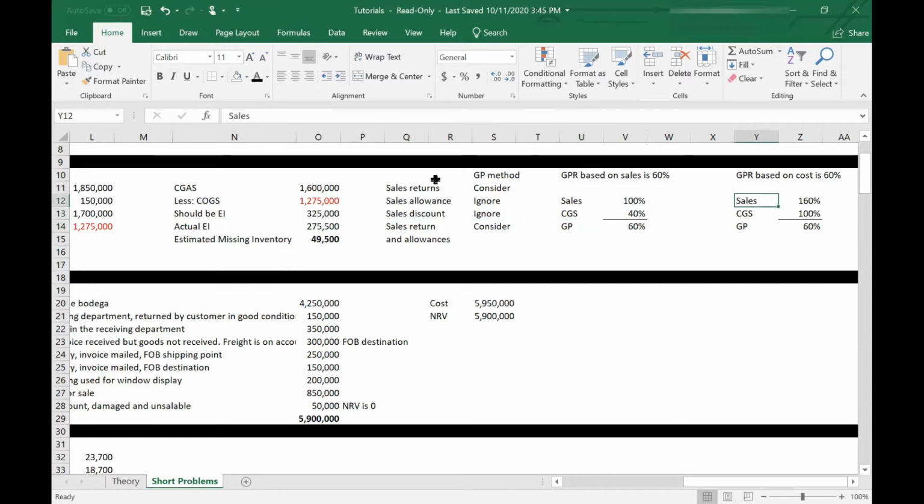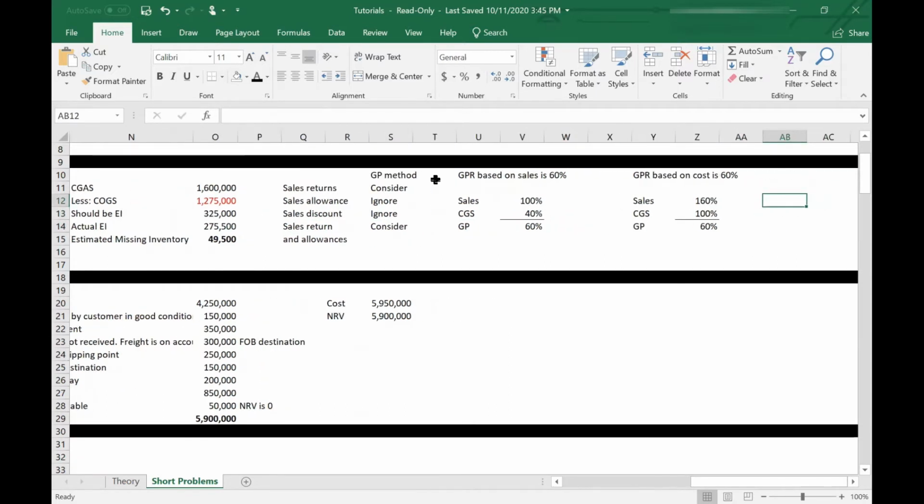Also, it's important to note the difference between the gross profit rate based on sales and gross profit rate based on cost. If it's gross profit rate based on sales at 60%, meaning that your GP is 60% and it is based on sales, your base is always 100%. If it's based on sales, therefore your sales is 100%. Consequently, 100% minus 60% would be 40%. That would be your COGS.